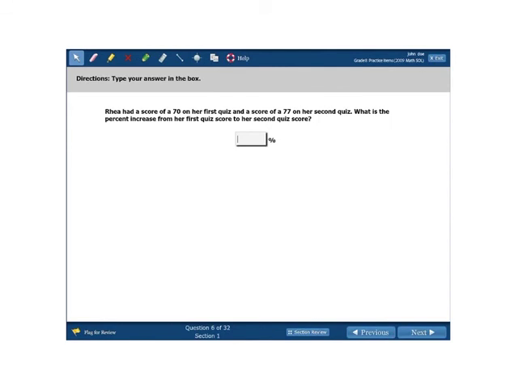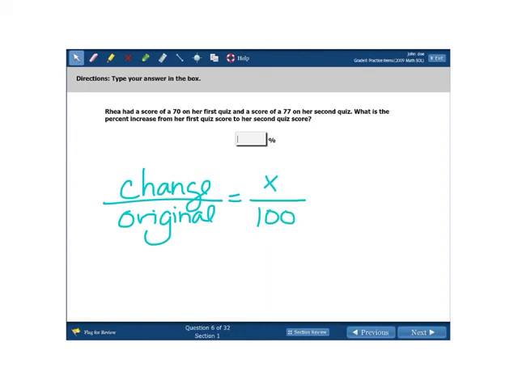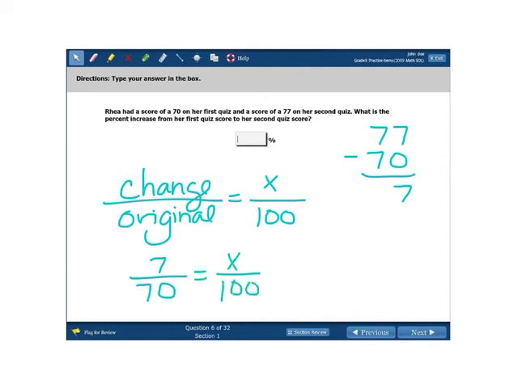Rhea had a score of 70 on her first quiz and a score of 77 on her second quiz. What's the percent increase from one quiz to the next? We've had a lot of this lately. Remember that it's change over original equals percent over 100, and the percent is what we do not know. So the change here is second quiz minus first quiz. So 7 over original, which is 70 on her first quiz, equals x over 100. 70 times x equals 7 times 100. And when we divide, we end up with 10 as our answer.